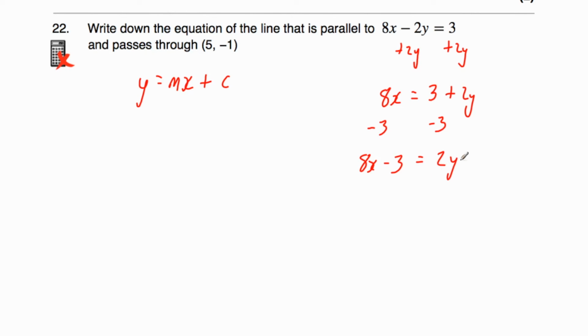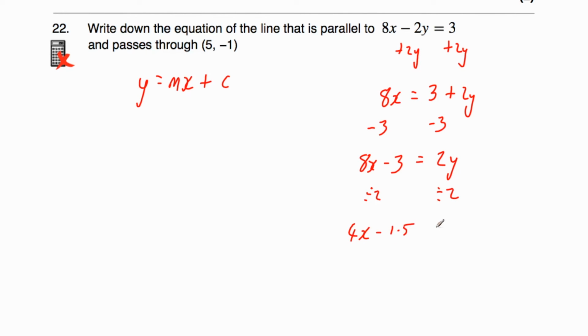Now we don't want 2y, we want y on its own, so let's divide it by 2, because this is multiplied by 2. So divide by 2, everything on the left-hand side, and divide by 2, the right-hand side too. So 8x divided by 2, that's 4x. And then we've got minus 3 divided by 2, so it's going to be minus 3 over 2 or minus 1.5, depending on how you wish to write it. So it could be minus 1.5, or you could write minus 3 over 2 as a fraction.